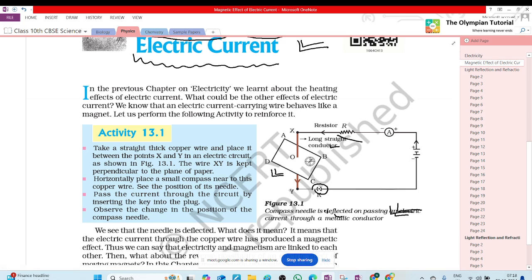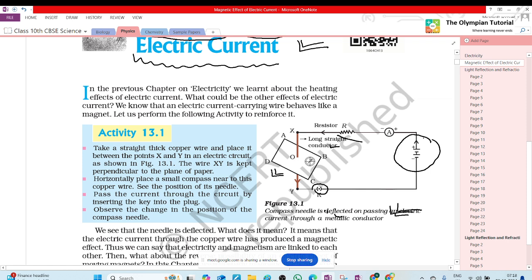Ma'am, this switch is a conducting link between the battery and the bulb in a circuit. Usually, this key is used to switch on or switch off the circuit. And this one is the battery.